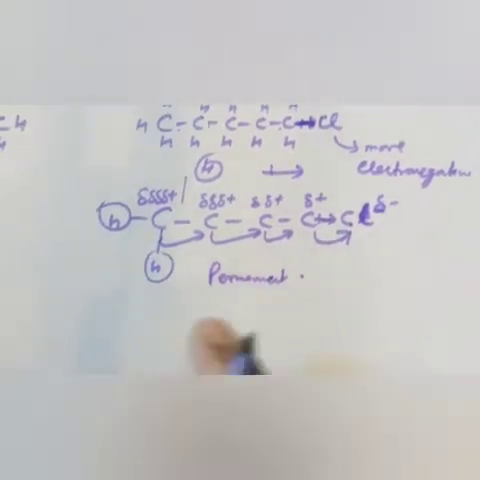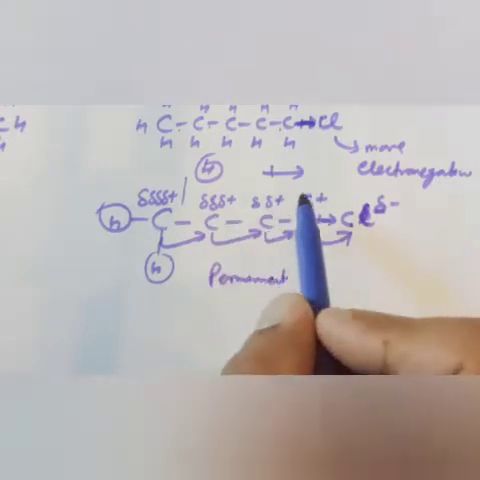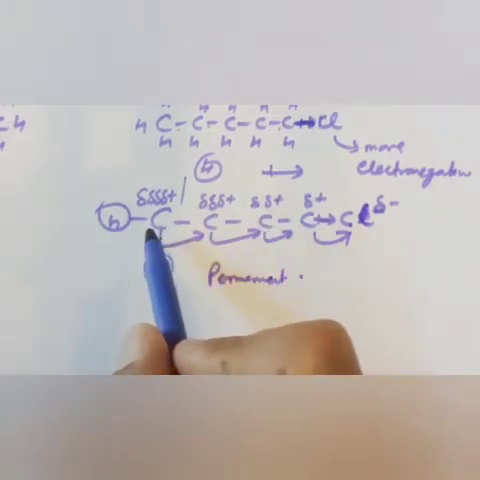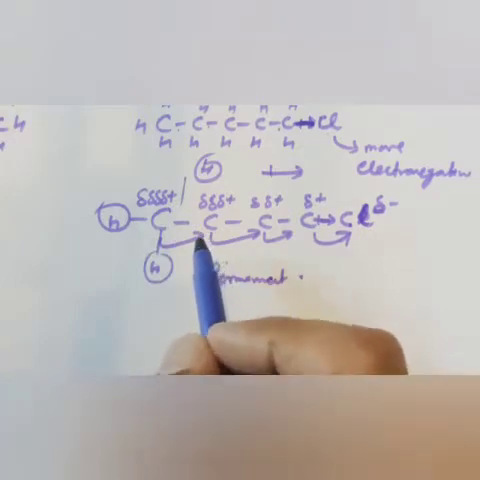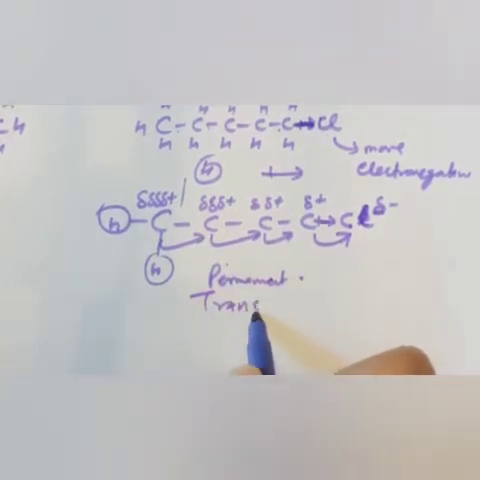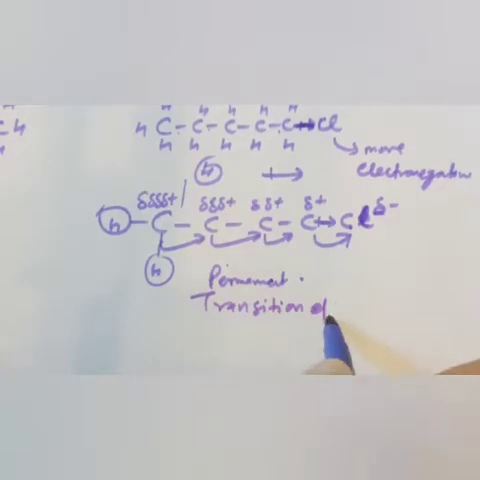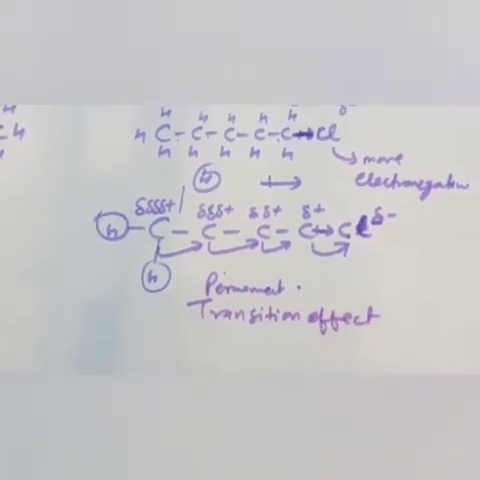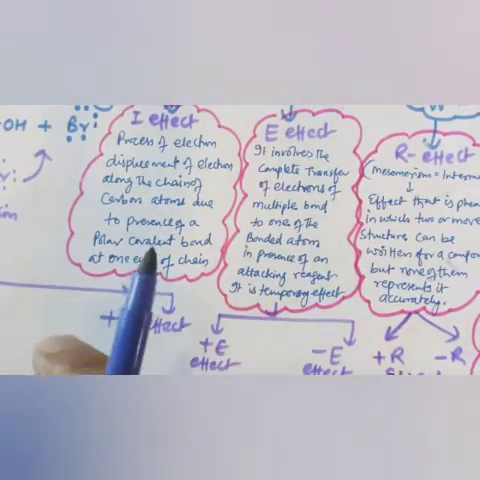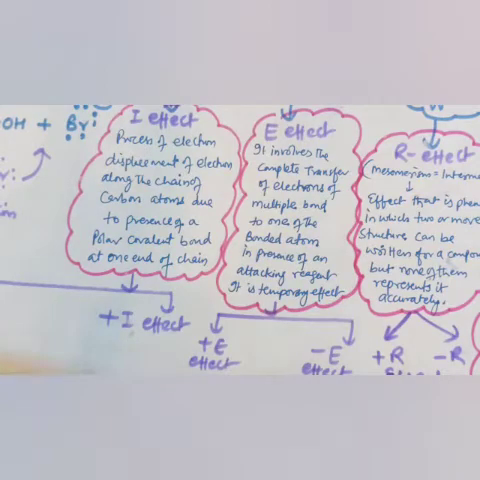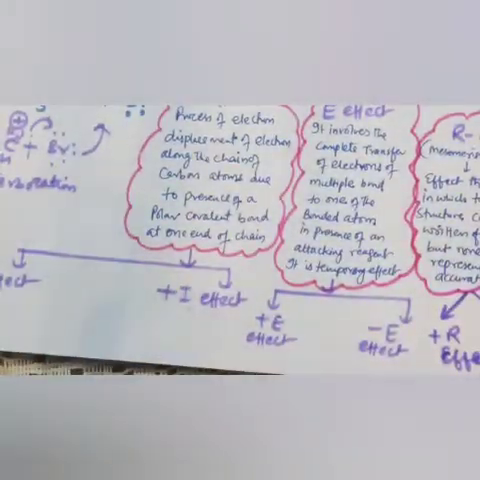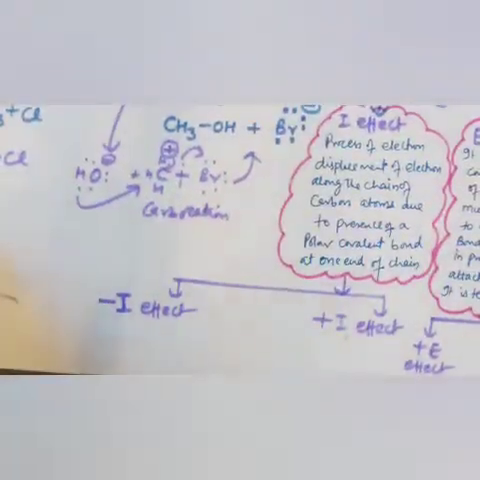This effect of electron displacement along the carbon chain due to the presence of some electronegative atom is called inductive effect, or transmission effect. Okay, dear students, this is all about inductive effect. Now there are two types of effect, negative I effect and positive I effect. Let me explain a little bit what is negative I and what is positive I.